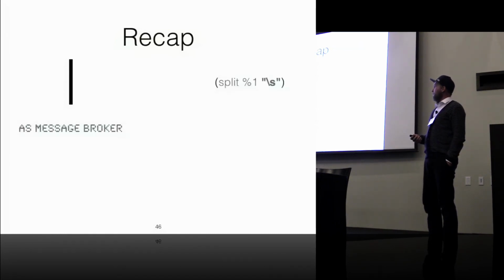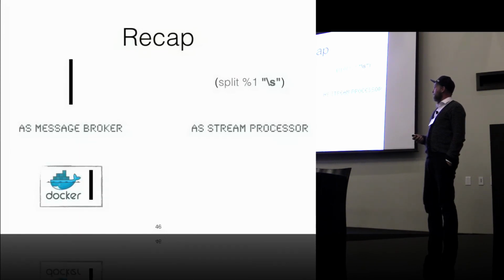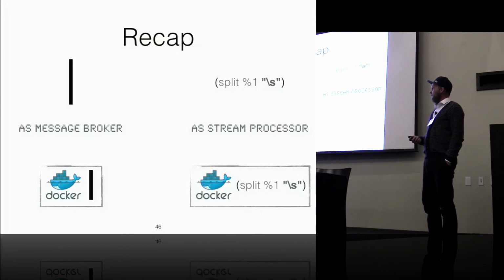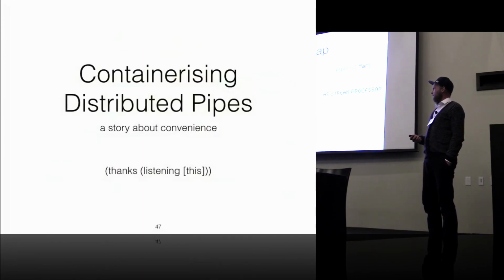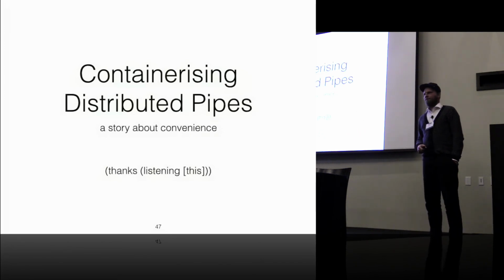So the recap would be: use pipes, use simple programs. A pipe can be a message broker. A simple program can be implemented as a stream processing job. Then you put it into Docker to run it everywhere, and you're good. That's it, basically.